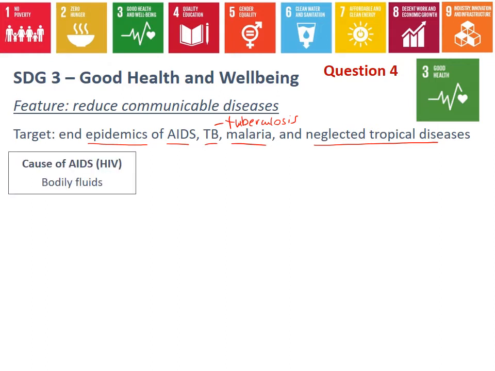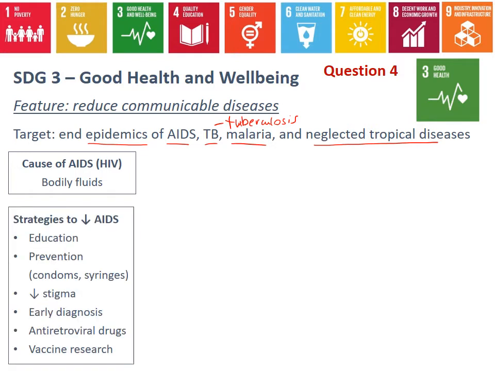So the cause of AIDS, obviously it's the HIV virus that causes AIDS, and that virus itself is spread through bodily fluids. So that can be through unsafe sex, it can be from a mother to her baby, either during pregnancy or in breastfeeding. It can be through sharing of blood. So that could be after an accident, if blood was exchanged, or through things like unsafe sharing of needles, syringes.